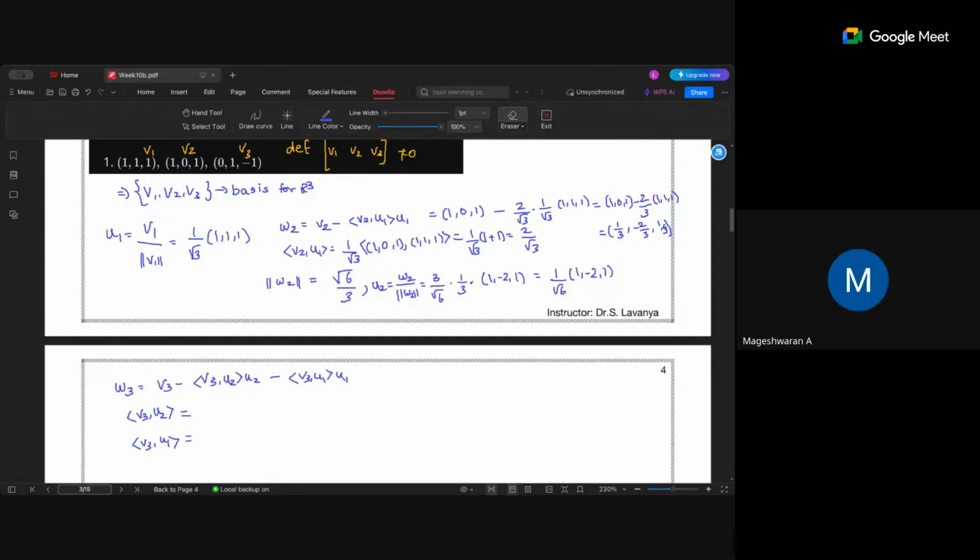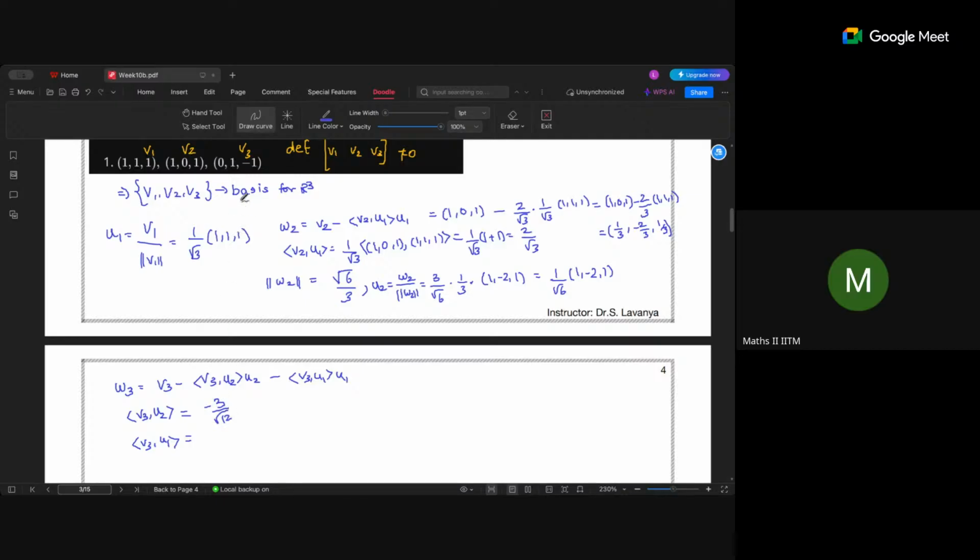Zero comma minus 2 by root 6 comma minus 1 by root 6. Sorry, the inner product is just a scalar, right? What's the scalar value? Minus 3 by root 12. Minus 3 by root 12.